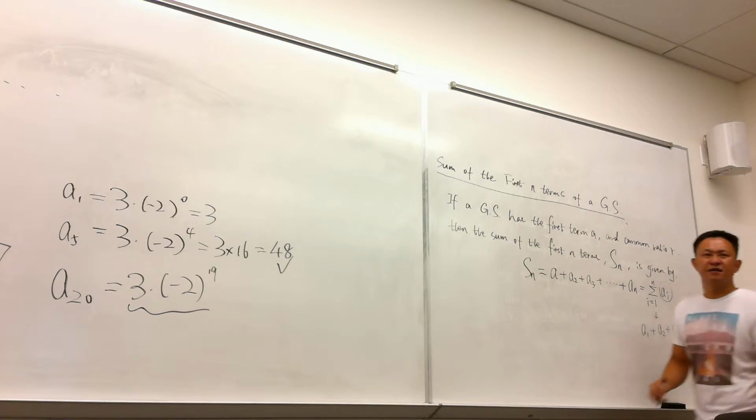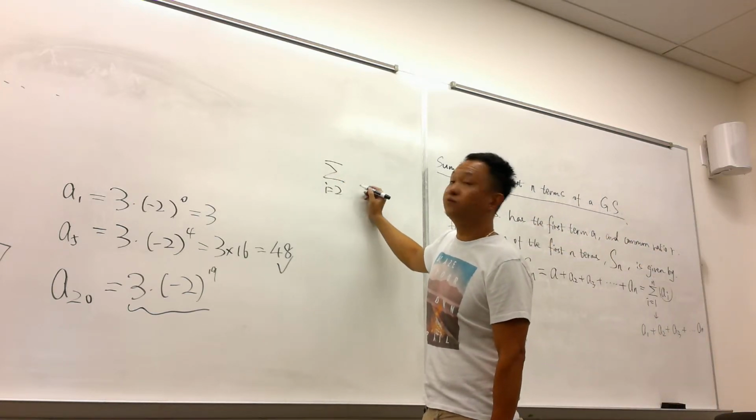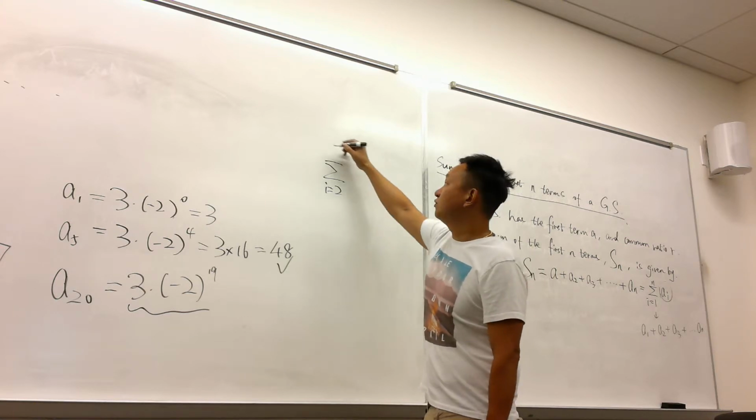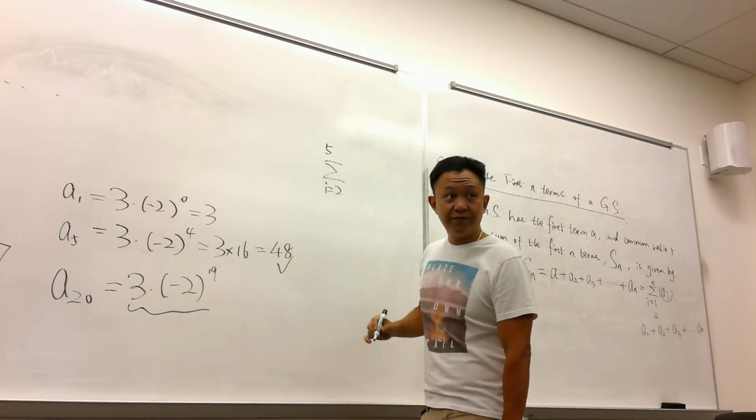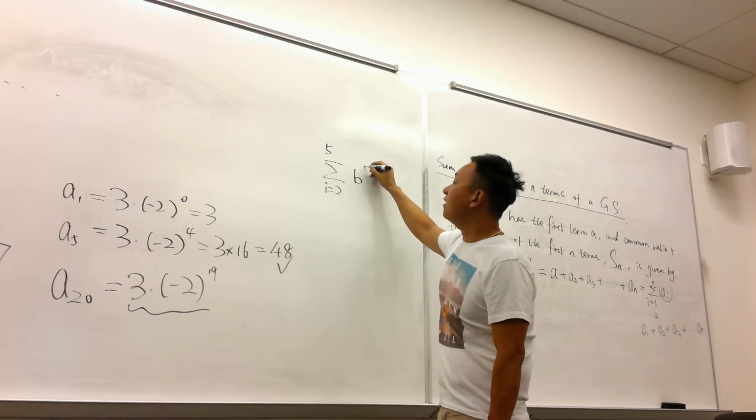Let me just give you another example. What if I give you summation i equals 2 to 5 of b to the power of n?